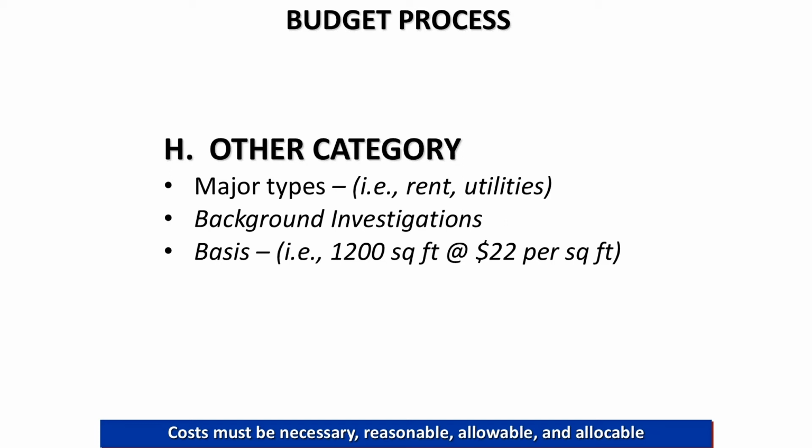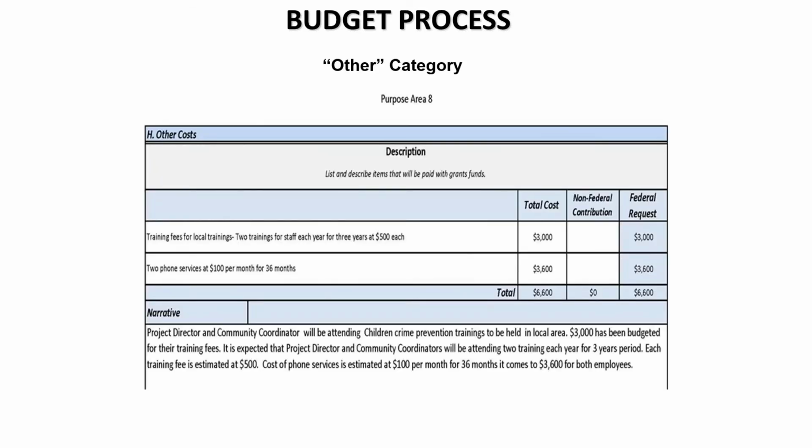So the key is to, again, break down every item or types of items in the other category and provide the breakdown for that so we can assess it to make sure that it is something that's necessary, reasonable, and allowable under that particular grant program.